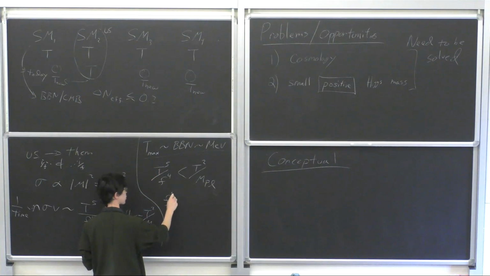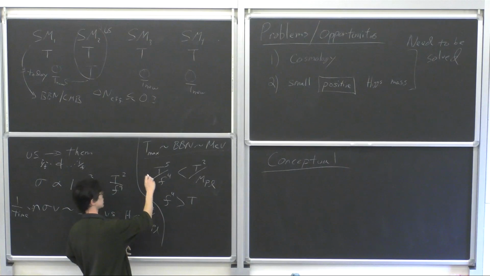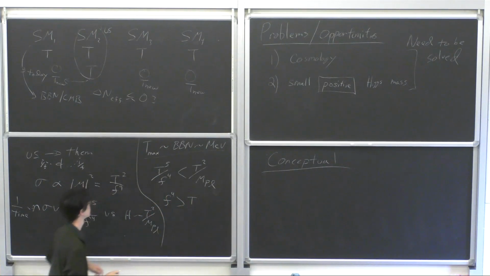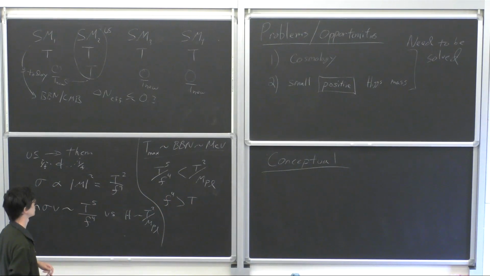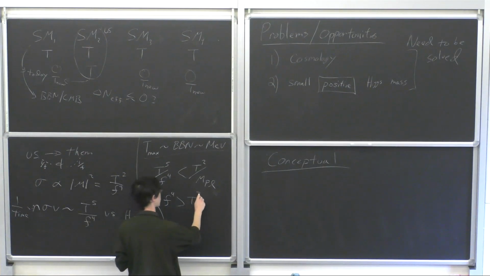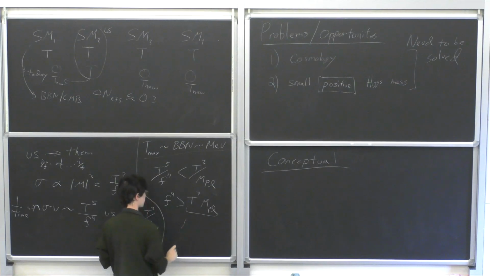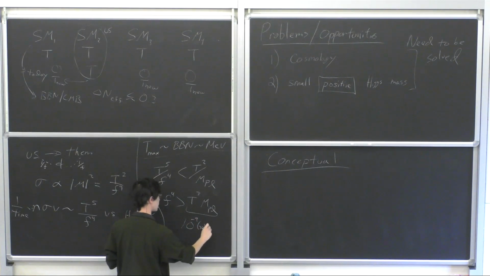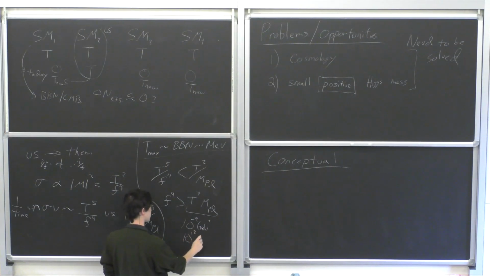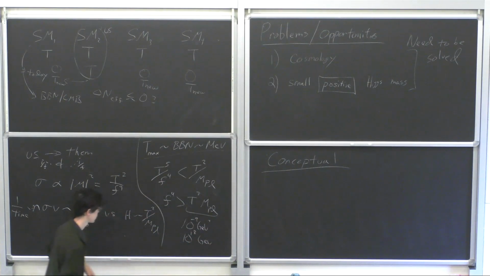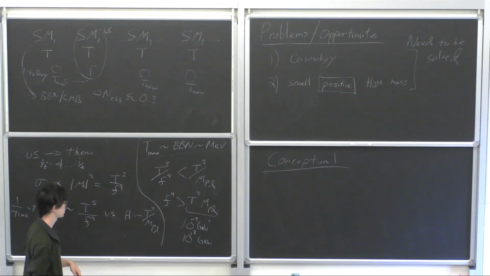So we need f to the 4th greater than, what is this? T cubed times m Planck. Let's work in units of GeV. So this is 10 to the minus 9 GeV cubed times 10 to the 18 GeV, which is 10 to the 9. So f is about 100 GeV or so.